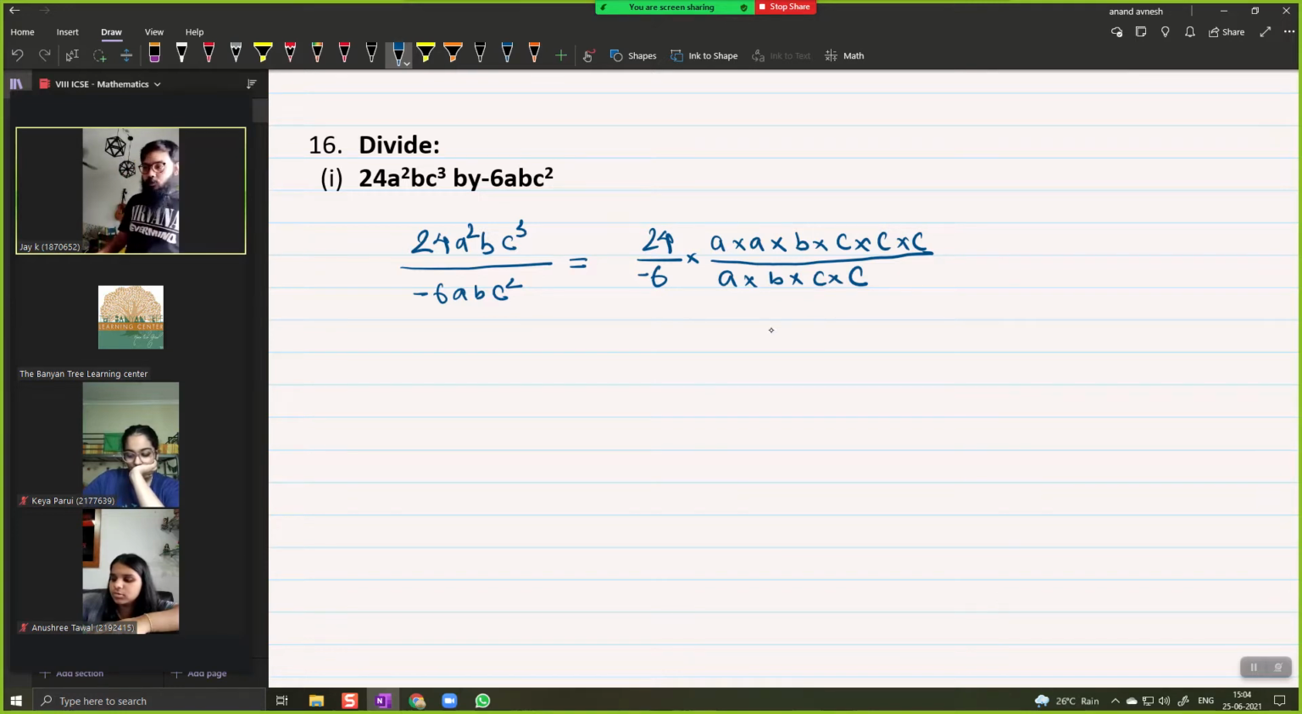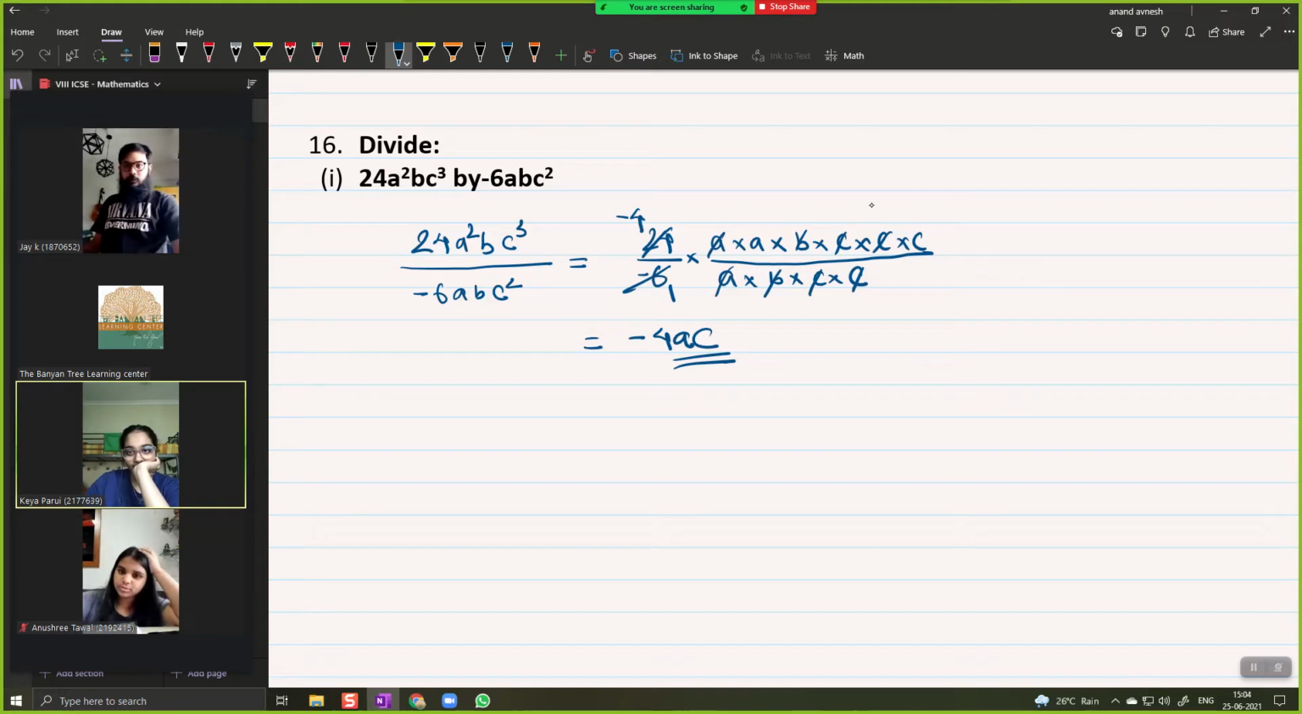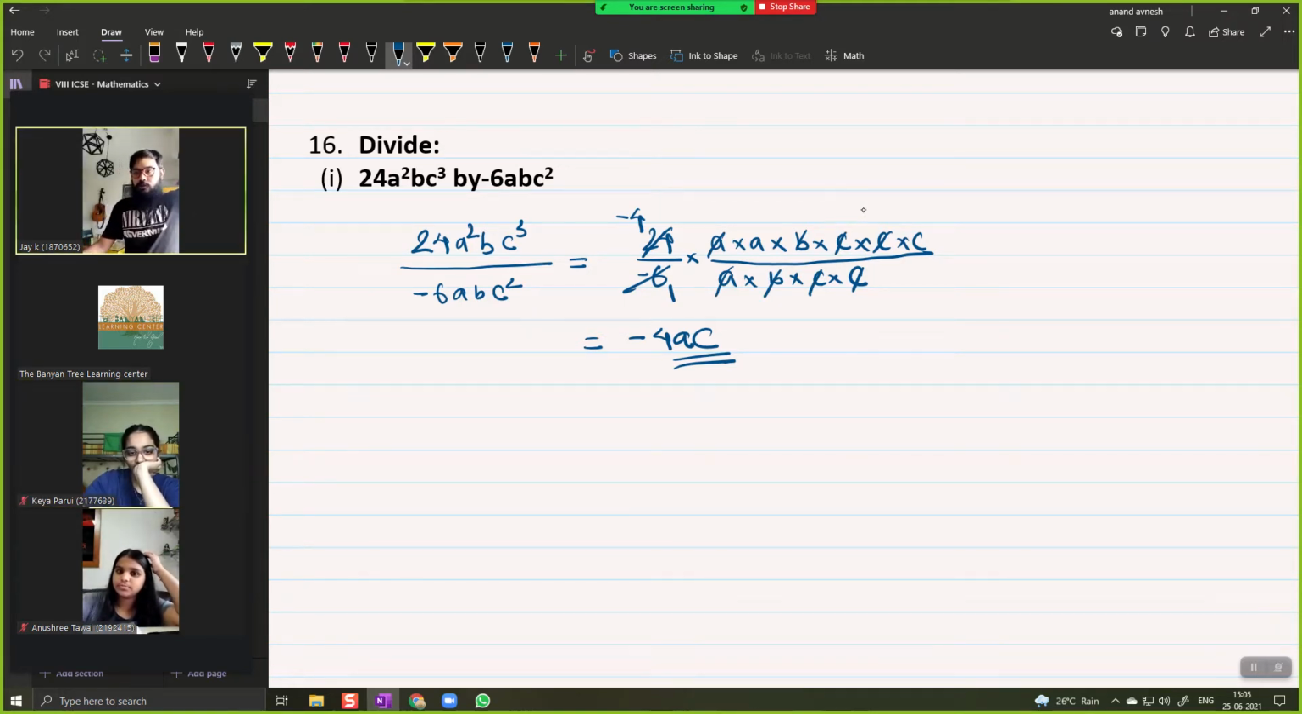अब सीधा कट करो इसको. 6 1s are 6, minus 4s are... right? A will get cut, B will get cut, and 2 C's will get cut. So what will I be getting now? Minus 4 AC. That's the answer. Is it easy or difficult? Sir, it's easy. Okay, so this is easy, okay?